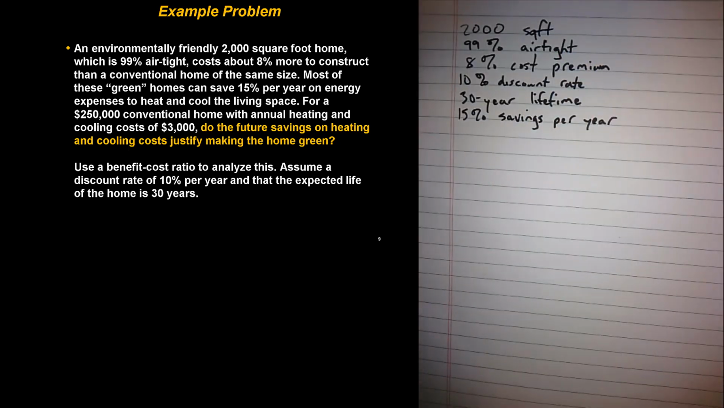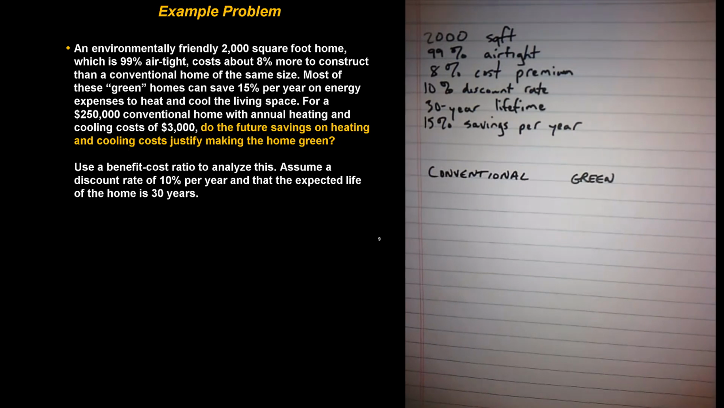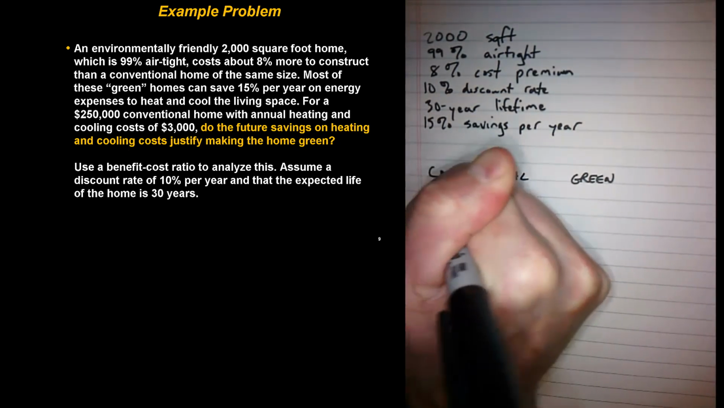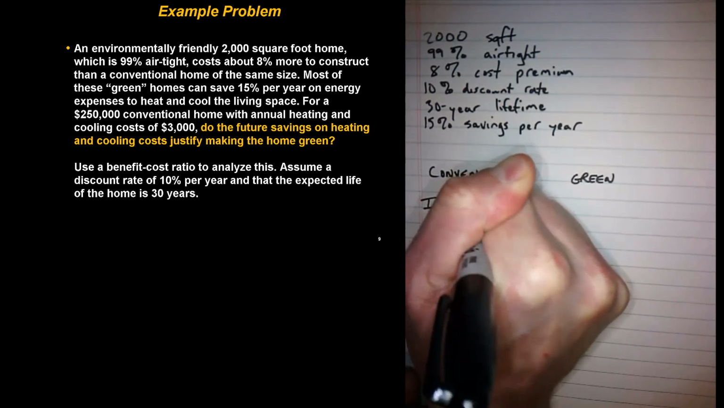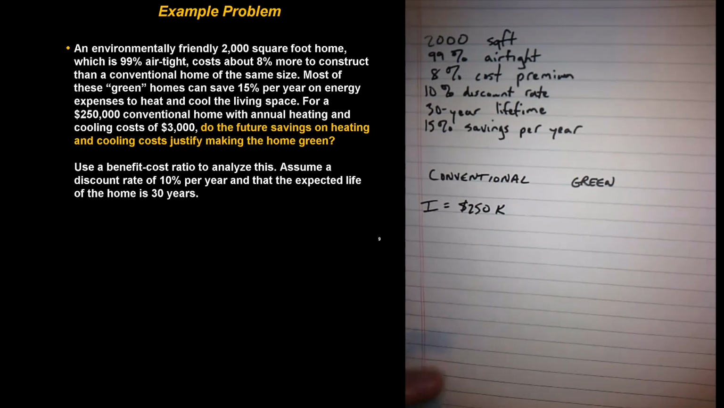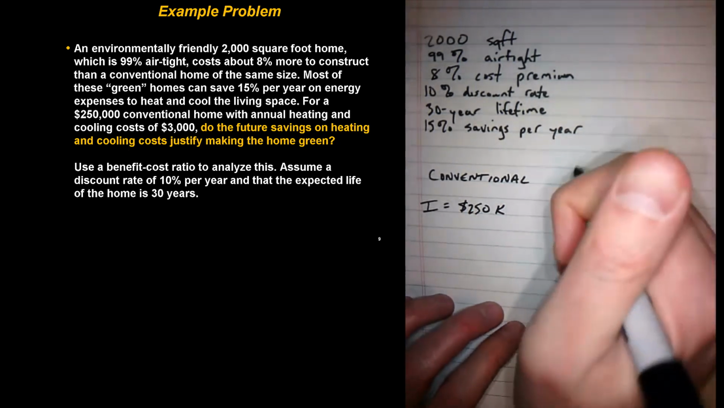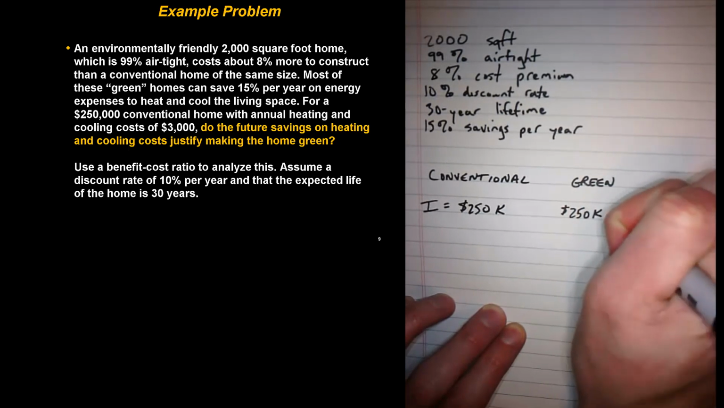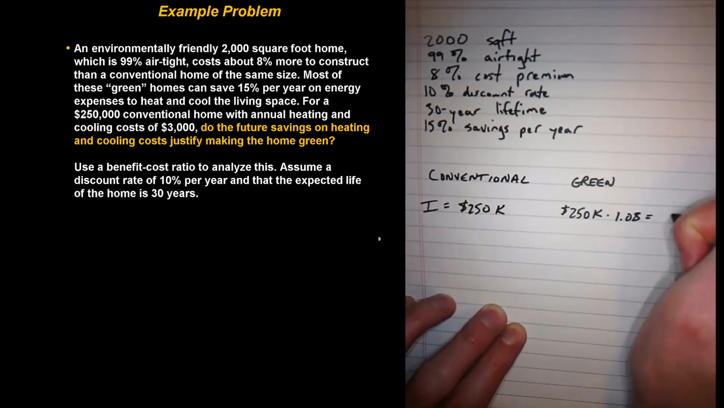So that's all the information about the kind of economic assumptions that we should make between these two types of houses. We're told that the cost of the conventional home, the initial investment I, is $250,000. And so for the green home, where we're told that it's 8% more to construct, the initial investment would be $250,000 times 1.08, or $270,000.